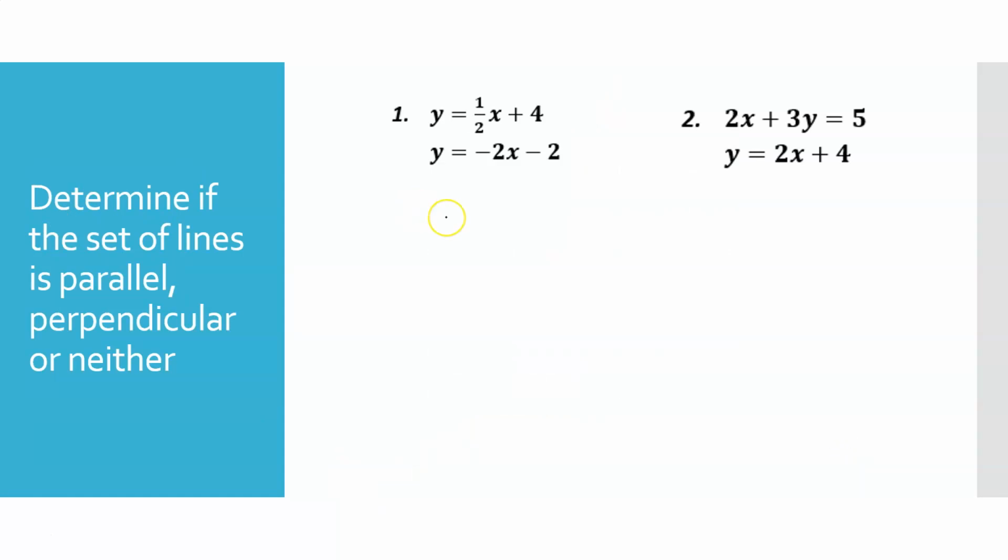So the next section is determine if the set of lines is parallel, perpendicular, or neither. You've got to have them in the same format to compare. So I have the slopes 1/2 and -2. Perpendicular lines are opposite reciprocals, which these are. So this is perpendicular.